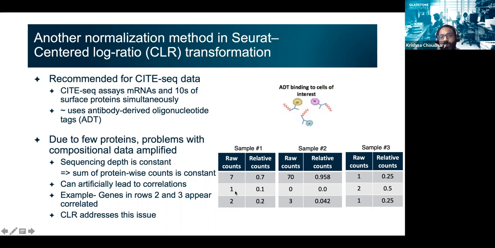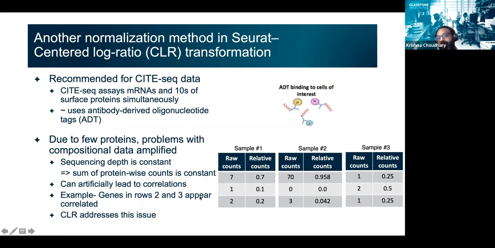For example, from sample 1 to sample 2, row 2 goes down, while row 3 goes up, and something like that also in sample 3. However, when you look at the relative counts, it looks like row 2 and row 3 are simultaneously going down or simultaneously going up because of the way relative count works. Everything has to sum up to 1. So if one number is dominating, something cannot increase without decreasing another value in the table, if everything has to sum to 1.